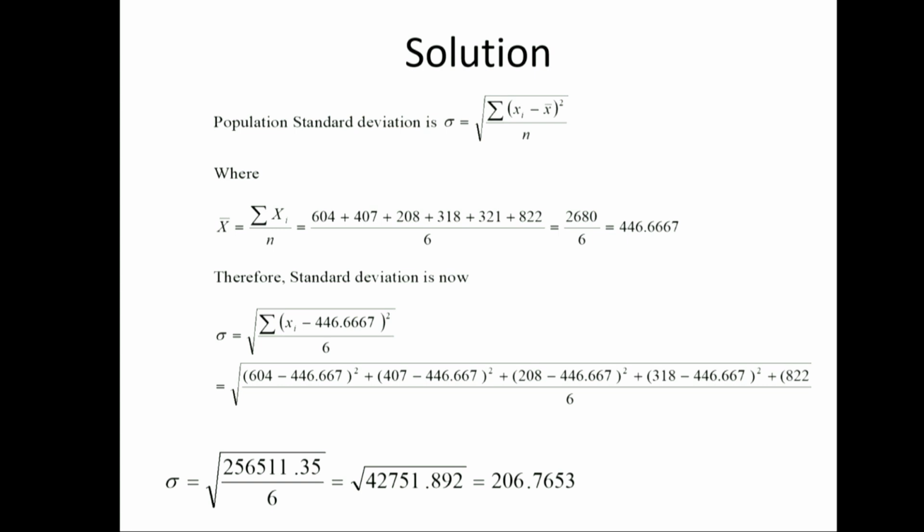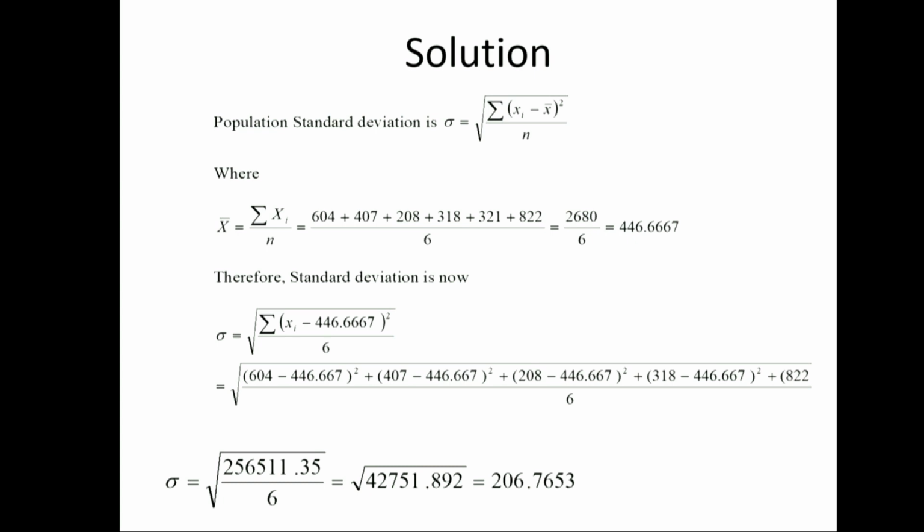To do that, we are starting with the population standard deviation. As I've said, the population standard deviation is just the square root of the population variance. So first of all, obtain the mean. The mean distance of the students from their various hostels to the library is 446.6667 meters. That is the average. So the standard deviation will now be the square root of the sum of Xi minus 446.6667, squared, divided by 6, since we are talking of population standard deviation.